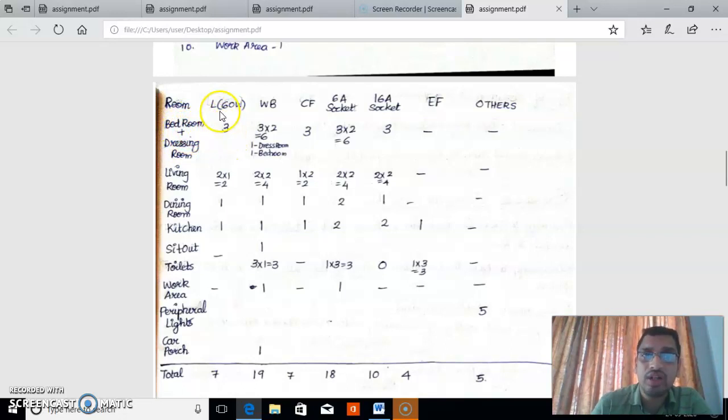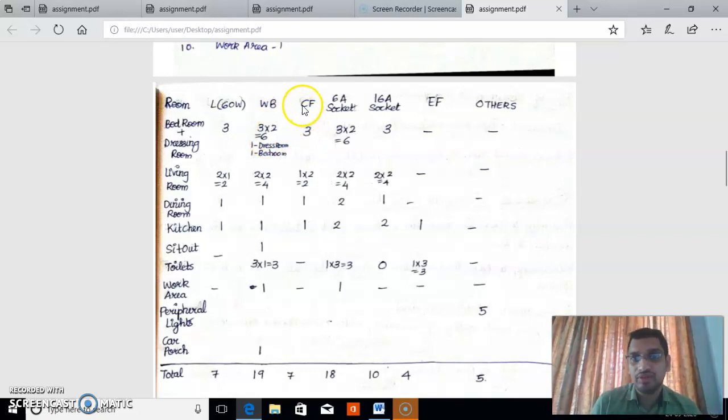3 number of main lamp is required in all the bedrooms. Then next is WB, wall brackets. According to NEC, the last table, 2 number of WB is required in a bedroom. So we have 3 bedrooms, so 3 into 2, that is 6.